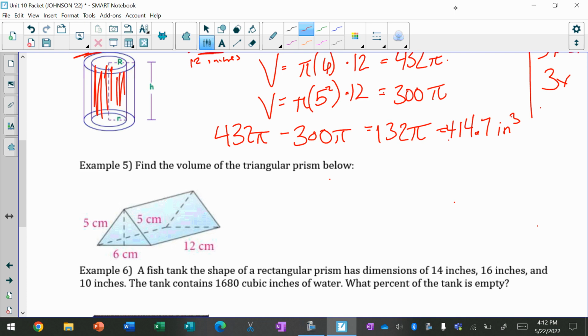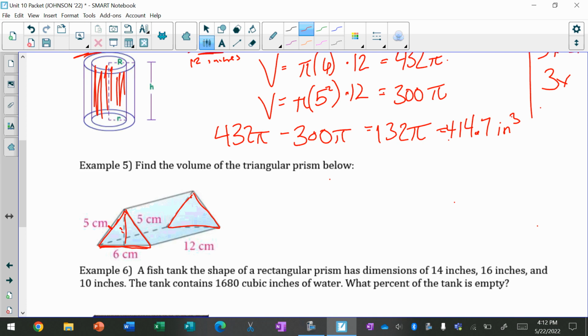Find the volume of the triangular prism below. All right. So we have a triangular base in the front. We have a triangular base in the back. Now sometimes, like you saw on the day 2 practice, you have to do a little extra work before you can actually find the area of your base. So when you're trying to find the area of this triangle, you're like, well, I got a base of 6, but I don't know the height.